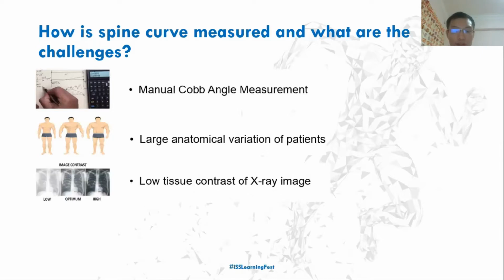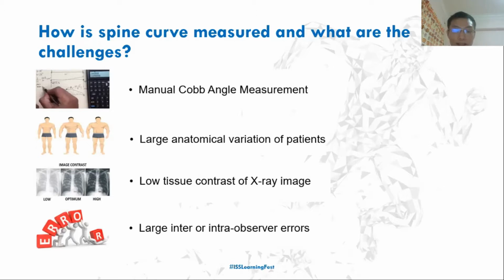Third, X-ray images may contain contrast issues due to low tissue. And when the measurements are done across different experts, there is a large inter or intra-observer error. This means that there is a need for an alternative solution that can help to automate as well as remove the variance and bias in the process of Cobb angle measurement.